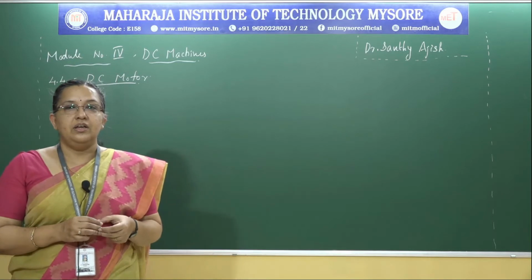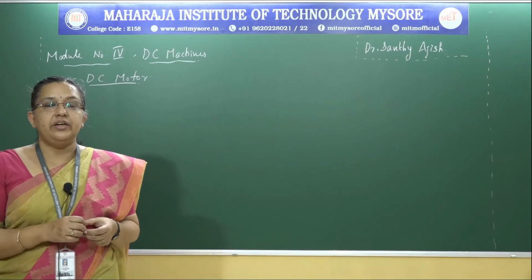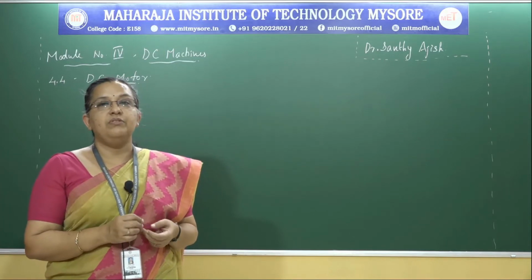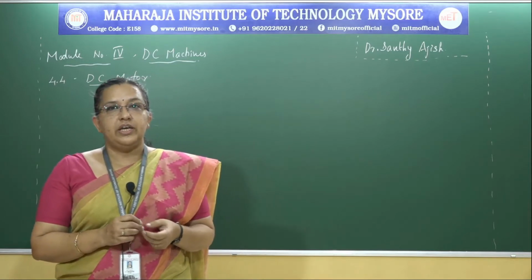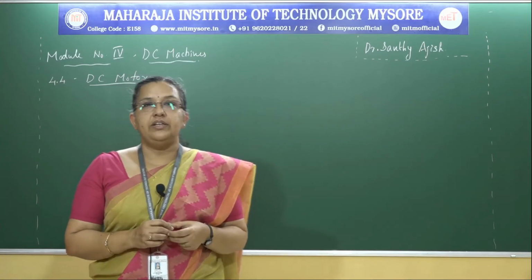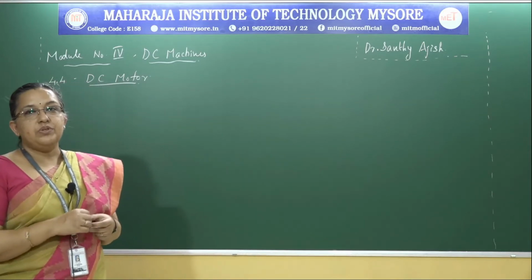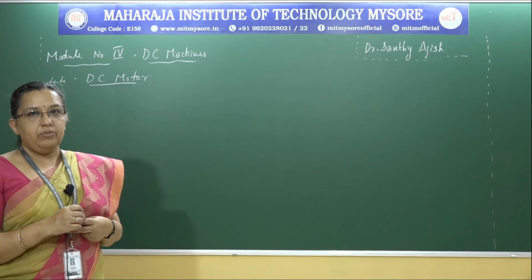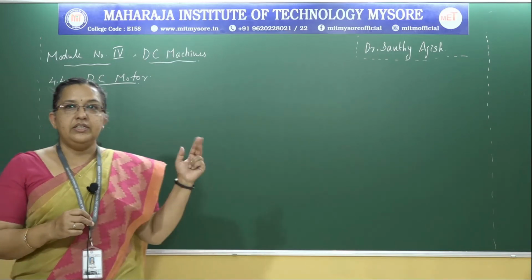Hi students. So in the last classes we have dealt the topics on DC generators. We have seen first the construction and principle of operation of a DC generator. Then we have discussed the EMF equation, and we have also seen the problems in connection with that. Then later we had discussed the types of DC generators, and there also we have discussed the problems in connection with that. So now we move to the DC motor now.